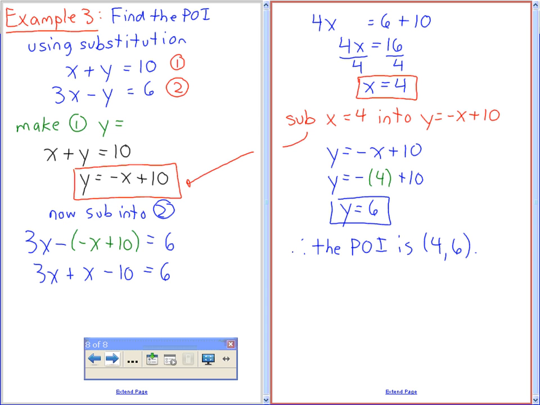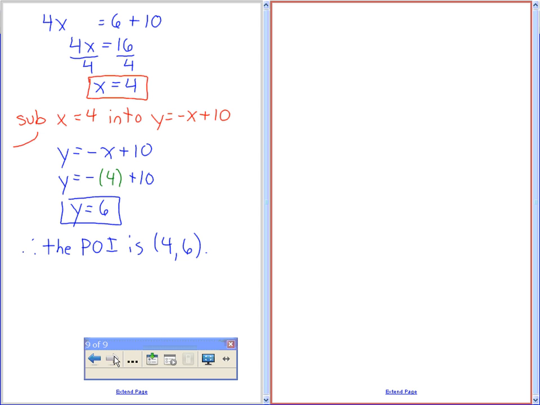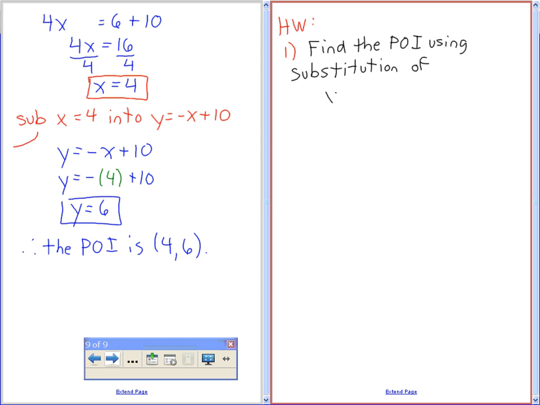Here we go. Here's the homework. Homework is number 1. There's that one question. Find the point of intersection using substitution of y equals negative x plus 3 and 4x plus 5y equals 13.